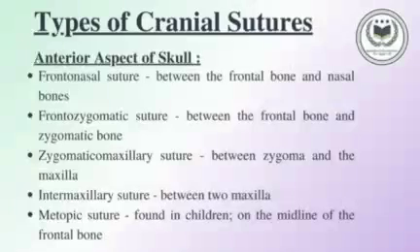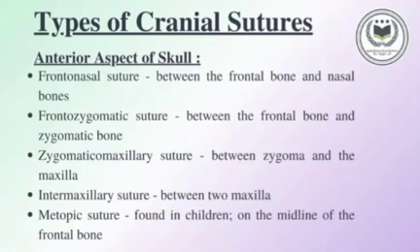Types of cranial sutures. In the entire skull, there are 17 to 19 prominent and significant cranial sutures which can be seen and appreciated. Anterior aspect of skull: frontonasal suture, present between the frontal and nasal bone. Frontozygomatic suture, between the frontal and zygomatic bone. Zygomatico-maxillary suture, between the zygoma and the maxilla. Intermaxillary suture, between the 2 maxilla.